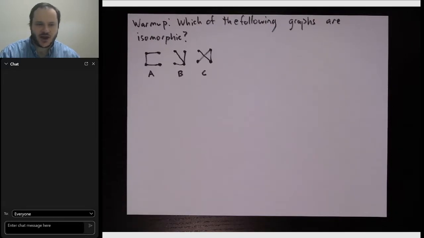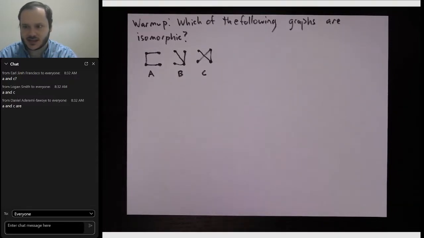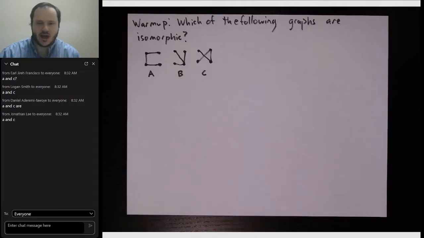What do we think about these graphs? Which ones are isomorphic, which ones are not? And maybe why? All right, so it's looking like we're feeling like A and C are isomorphic. So let's start with an easier question. Why is B not isomorphic to A or C?